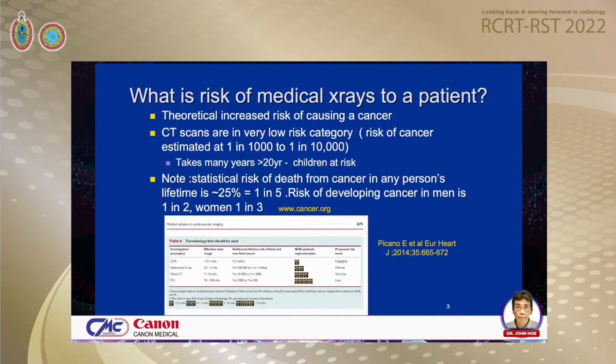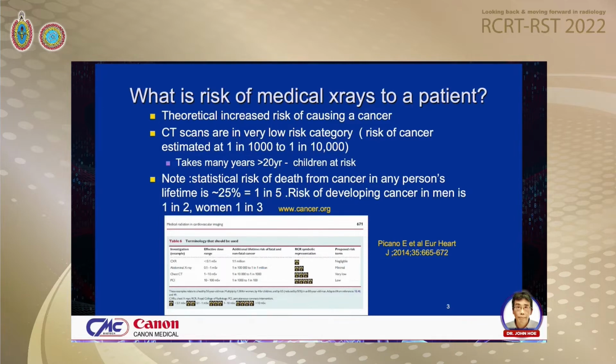Firstly, what is the risk of medical X-rays to a patient? Simply put, this is a theoretical increased risk of causing cancer. CT scans are estimated to be in the very low risk category, with the risk of cancer estimated at 1 in 1,000 to 1 in 10,000. And this takes many years, more than 20, and so therefore the people or patients most at risk are children.